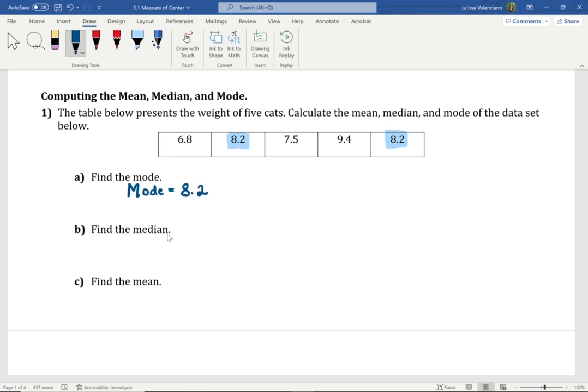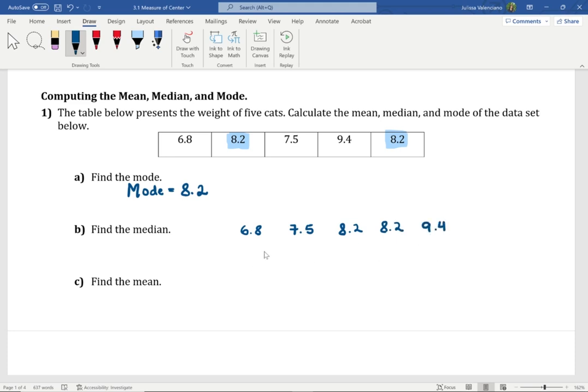Now, if we're going to find the median, there's something that we need to do first before finding the middle value. If we're finding the median, we need to go ahead and order our data list from smallest to largest. Let's go ahead and do that. We have 6.8, we have 7.5, 8.2, 8.2, and 9.4.